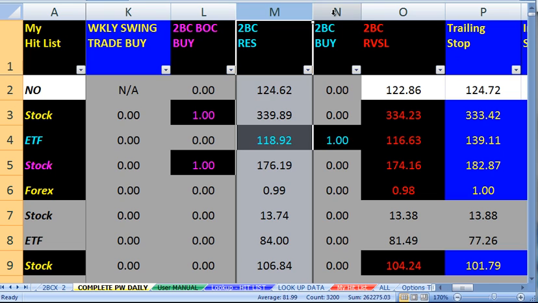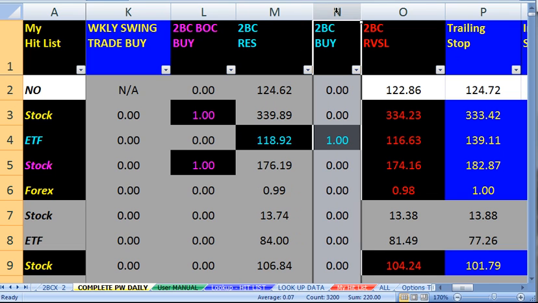And then the next two boxes is your 2-bar Charlie intraday buy signal, and the 2-bar Charlie resistance price is your entry price. That's where you're going to place your buy stop limit on your 2-bar Charlie trade. Okay.